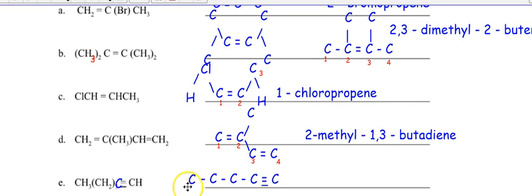So how am I going to name this? Am I going to go left to right or right to left? I think you're going to notice that if you put the 1 on the right-hand carbon, then the triple bond is on the lowest set of numbers. All right, so that's what I would do there. And it becomes, well, hopefully you got 1-pentyne.